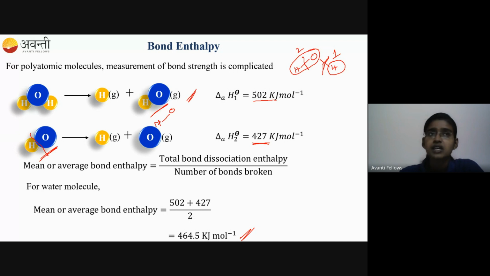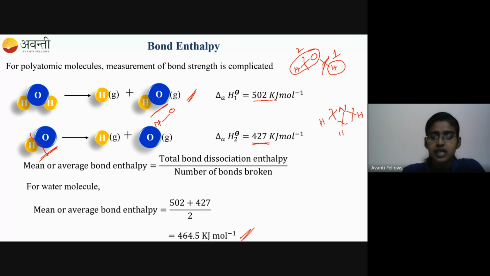This is how we calculate the bond energy for polyatomic species. Suppose they give NH3. NH3 contains 3 N-H bonds, so we have to break 3 bonds. You just add all the delta H values given in the question and divide by 3. You will get the answer.